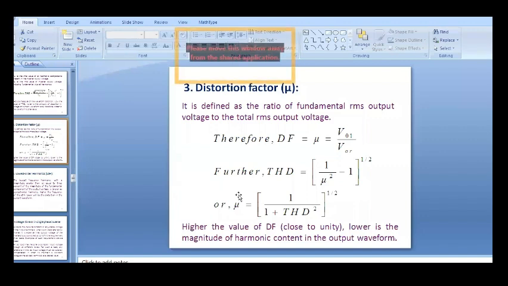It can vary from 0 to 1, so it can reach closer to unity, and the lower value means the lower magnitude of the harmonic component of the output waveform. So if the distortion factor reaches near unity, that means the total harmonic distortion in your system is less.